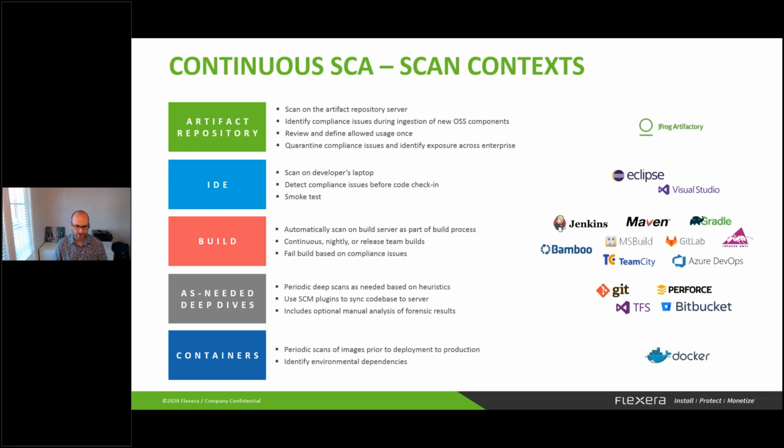So it's important to not just scan your source as well as the build output, but any sort of containerized elements that you may be deploying as part of your product going live.